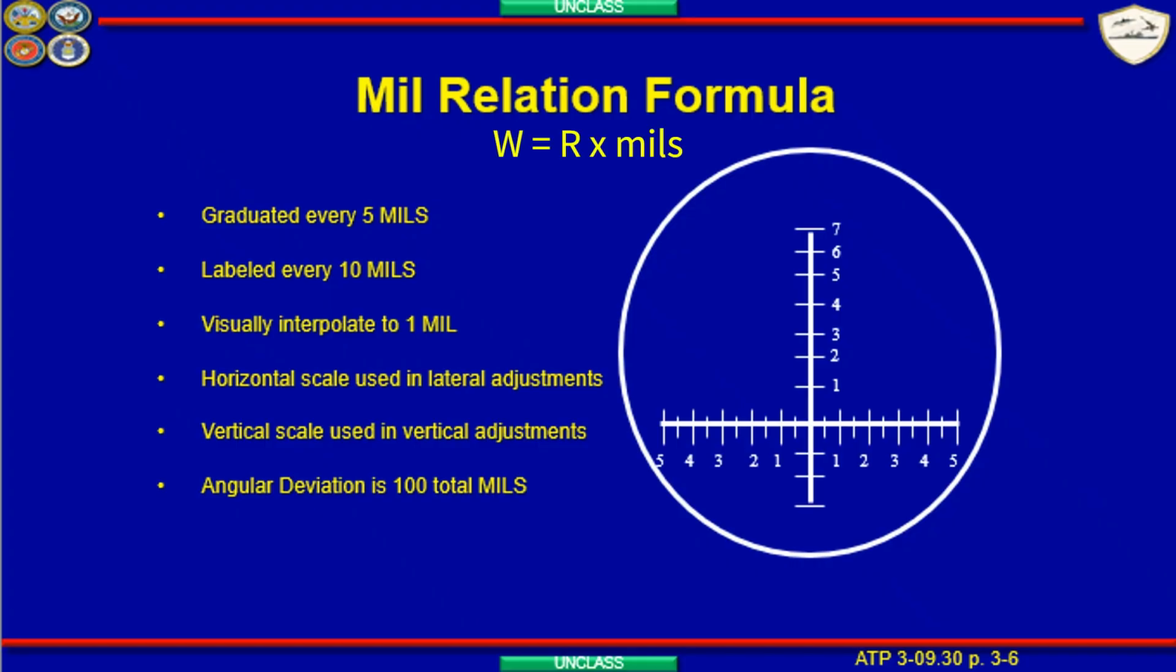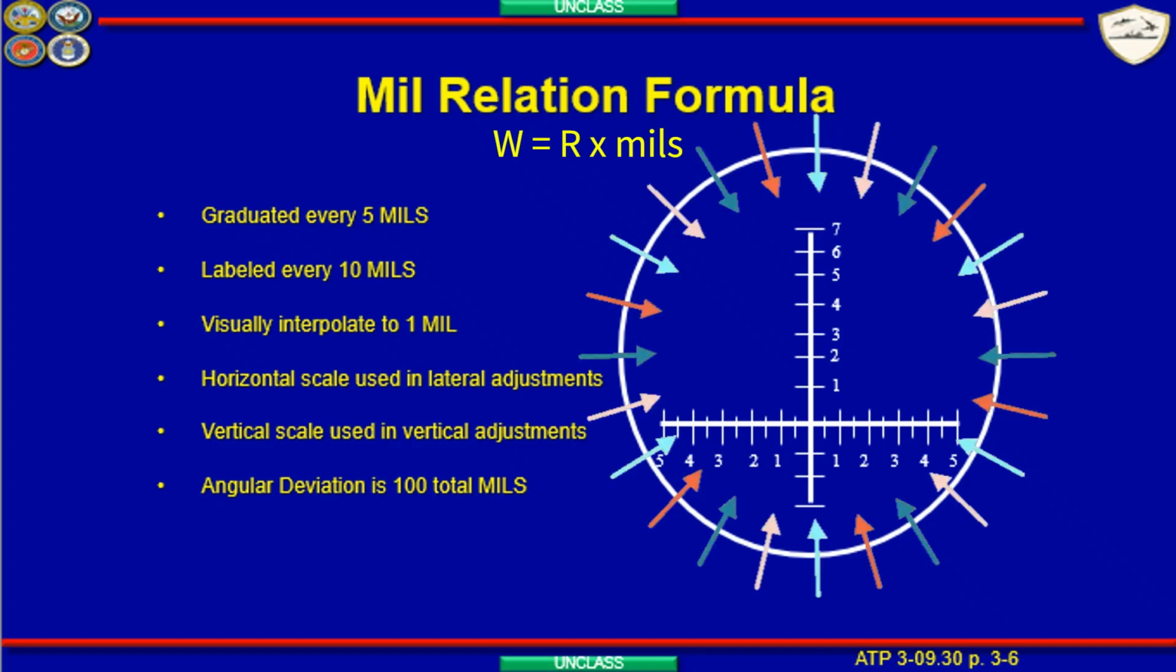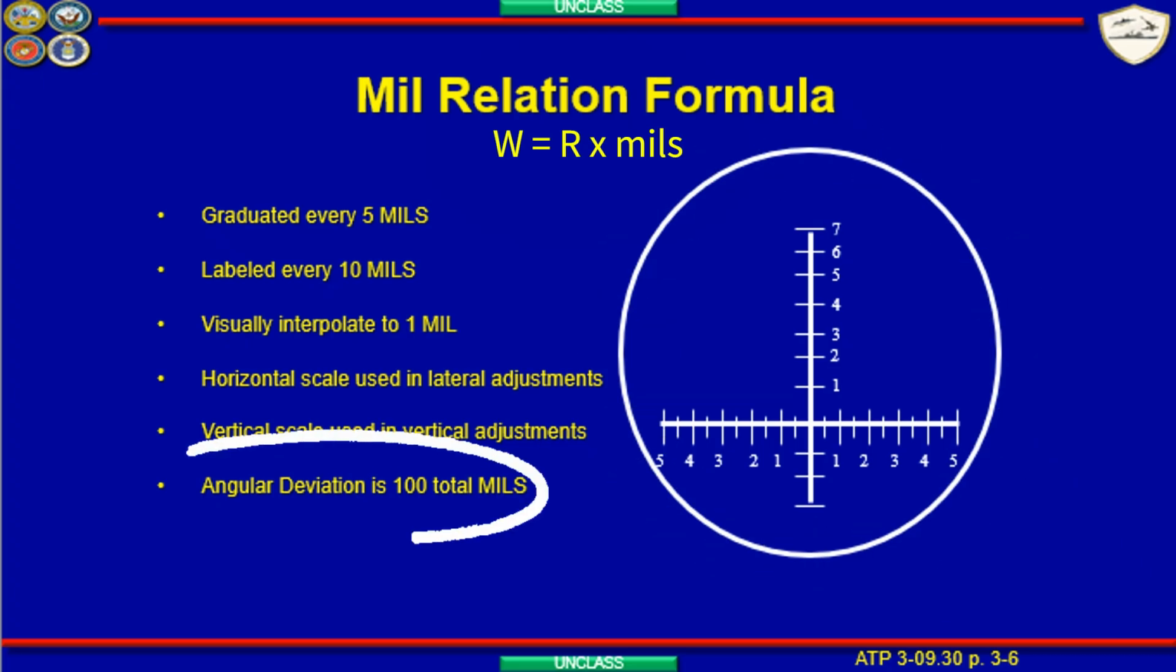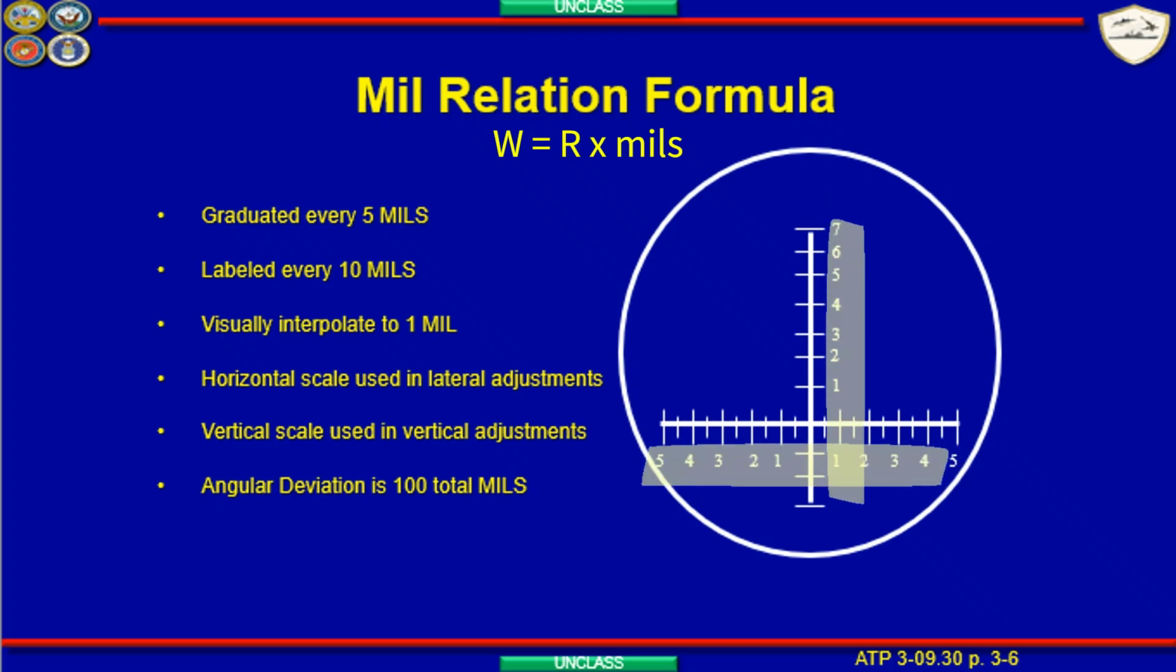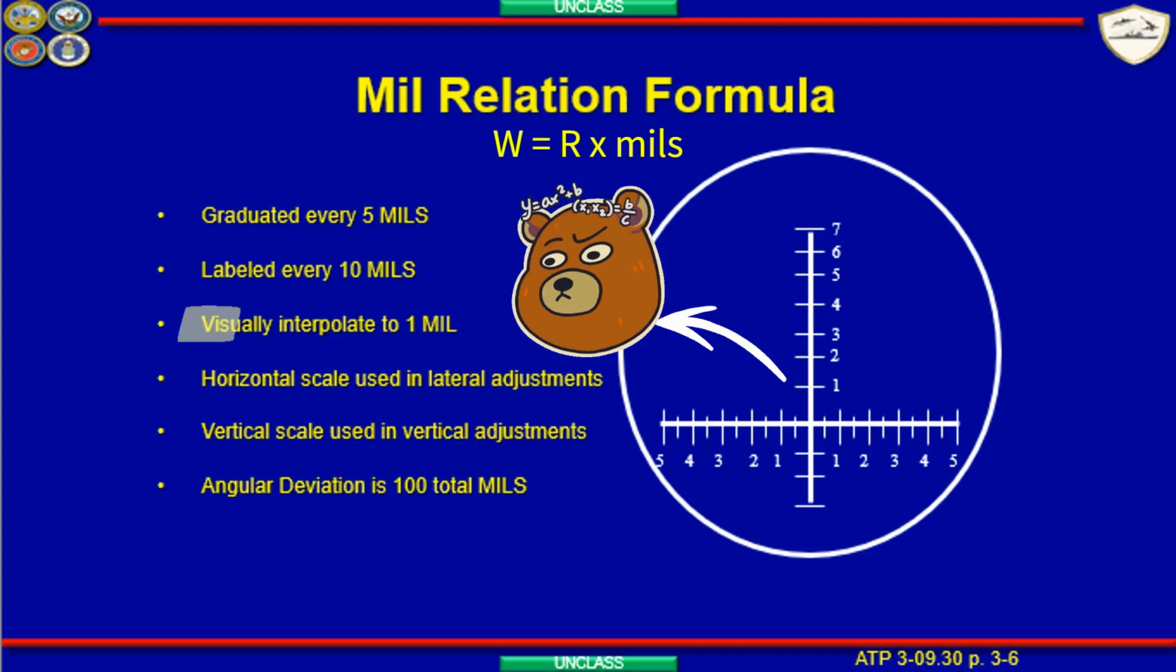The Mil relation formula allows observers to apply the distance of an object to mathematically determine accurate locations and round adjustments. When looking through binoculars with a reticle pattern, we see marked lines allowing us to measure up to 100 mils at a time. Lines are graduated every 5 mils and marked every 10 mils. Observers must visually interpolate measurements to the nearest 1 mil when determining locations and spottings.